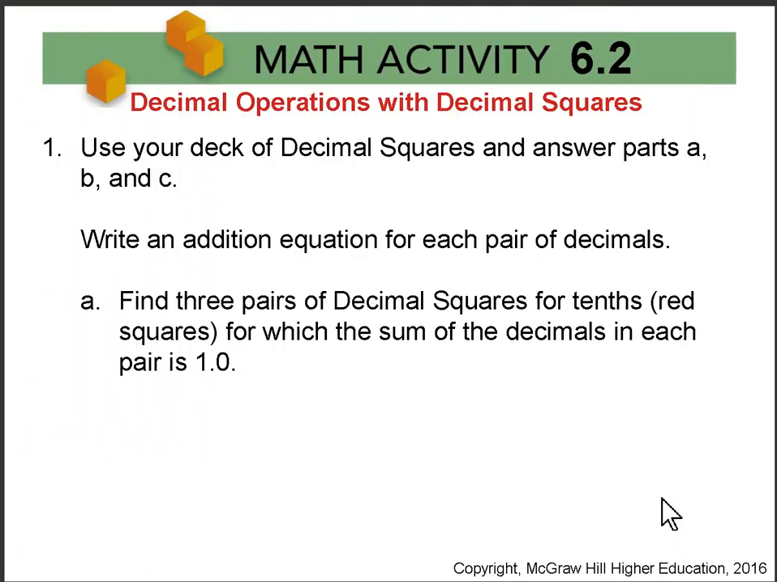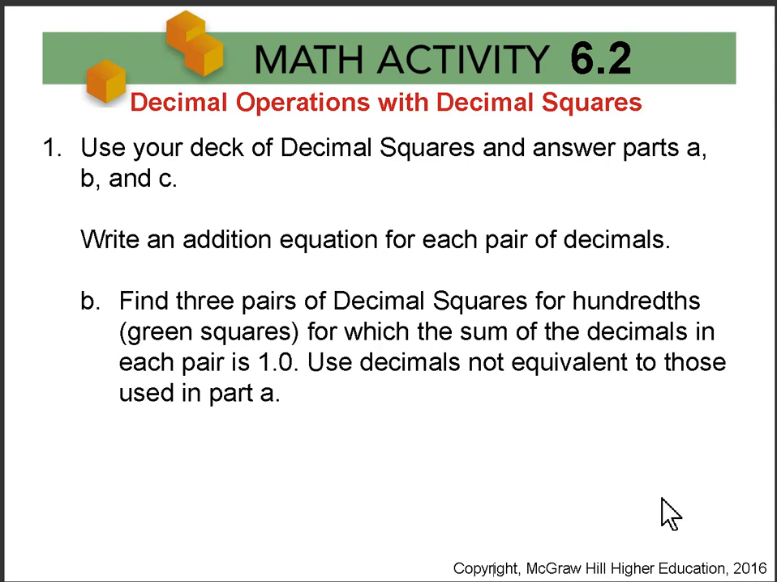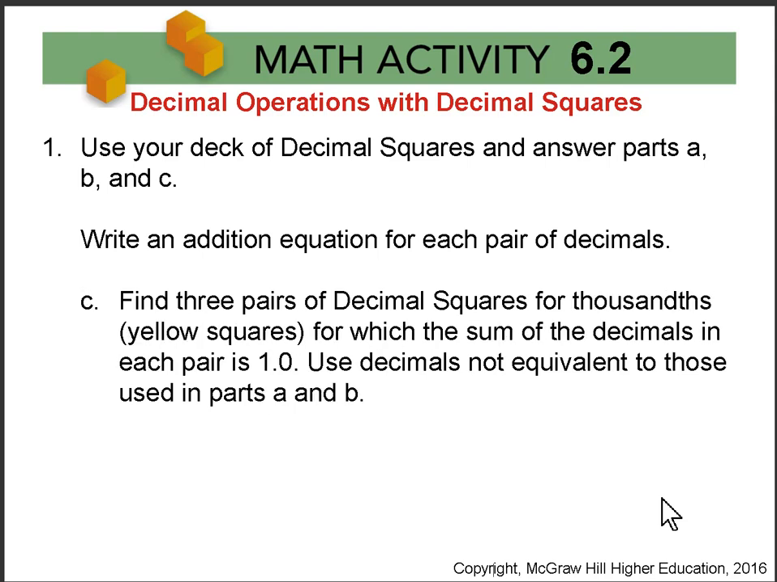In question 1, we ask you to find pairs of red 10th decimal squares that add to 1, and green 100 squares, and yellow 1000 squares, and also to write the equalities that you find.